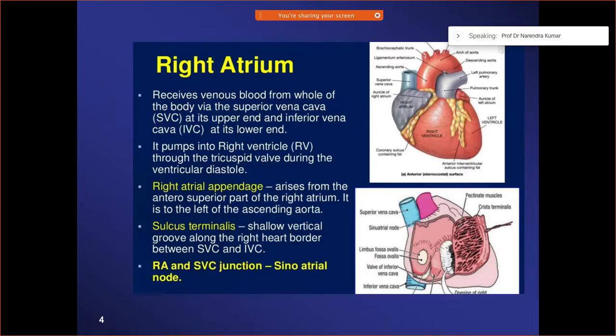The sulcus terminalis is the one which has a shallow vertical groove along the right heart border between the superior vena cava and the inferior vena cava. And one of the most vital structures, especially for the electrophysiologists, is the SA node, the sinoatrial node, which is located at the junction of the right atrium and the superior vena cava.